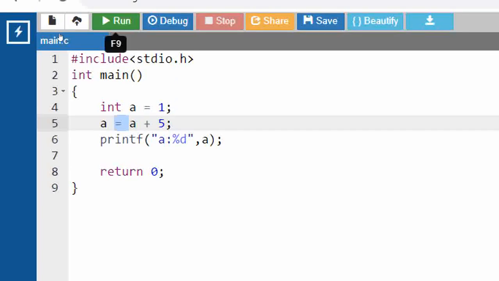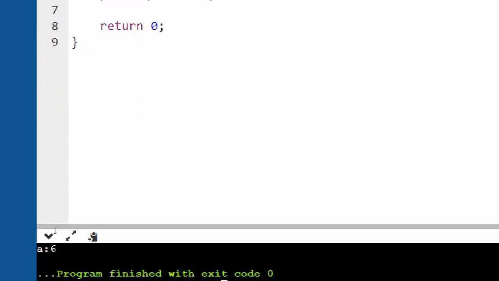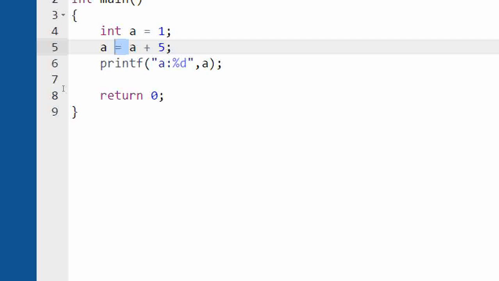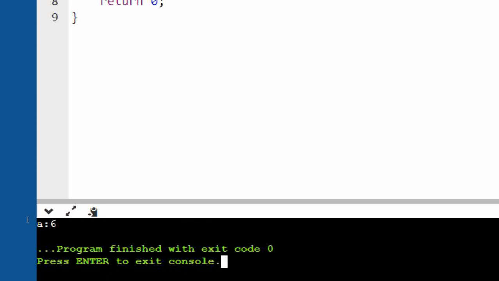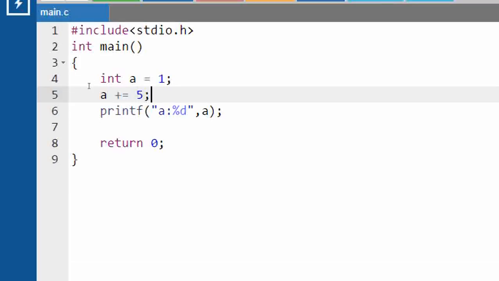Similarly, here we get 6. Fine. So instead of writing A plus 5, we are just adding the 5 similarly, but only the expression is different. We want plus equals 5 here. This means we are adding 5 in A and putting the value back to A. See, this is the same process, the same method. So it is also 6. Understood or not? So A is equal to A plus 5 can be written as A plus equals 5.